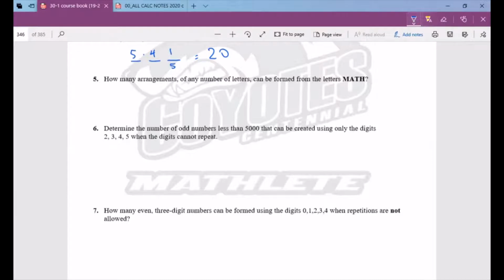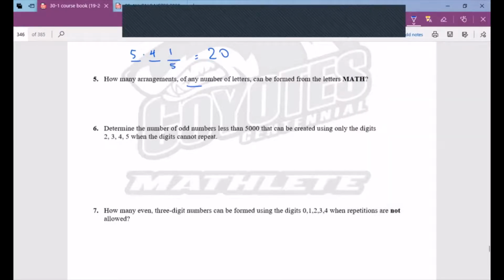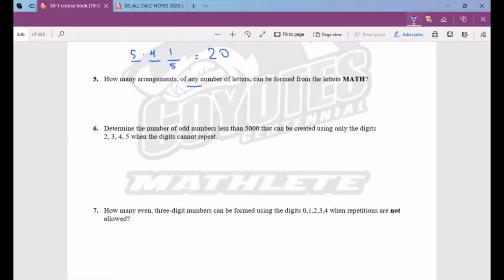So in question number 5, how many arrangements of any number of letters can be formed from the letters of the word M-A-T-H? So now we need to look at specific cases of this, because it doesn't tell us if we want 1-letter words, 2, 3, 4-letter words. So we have to add all of those cases together.